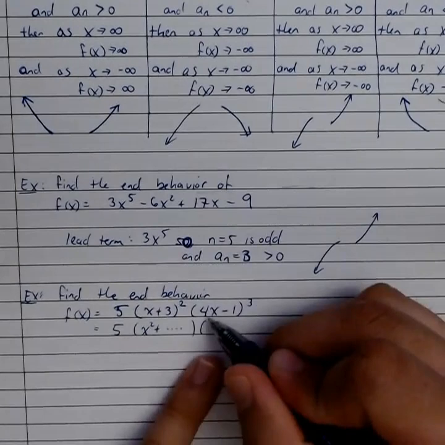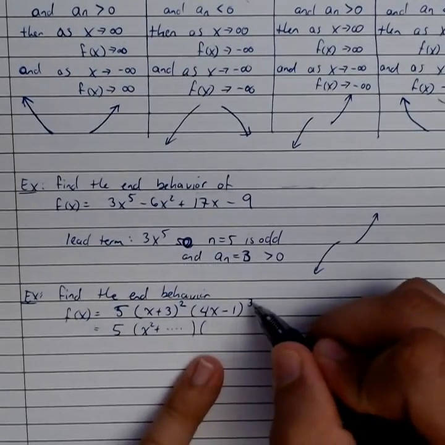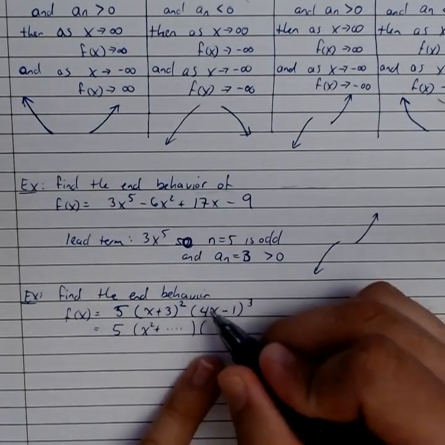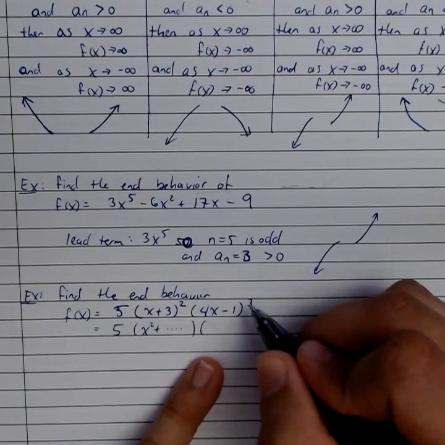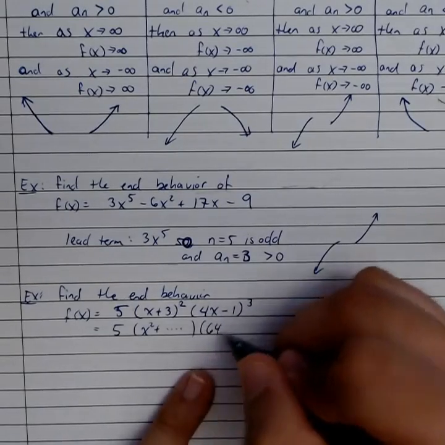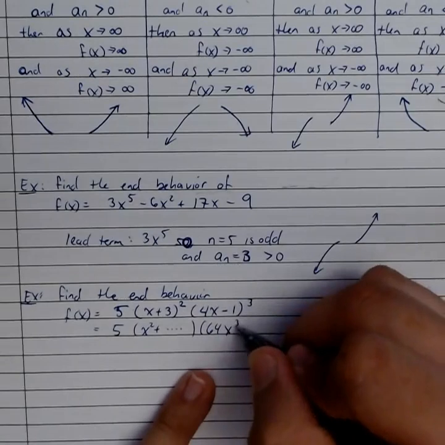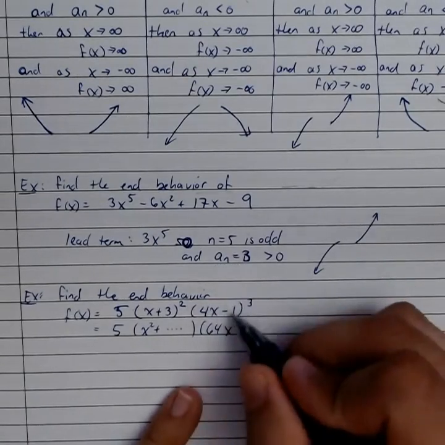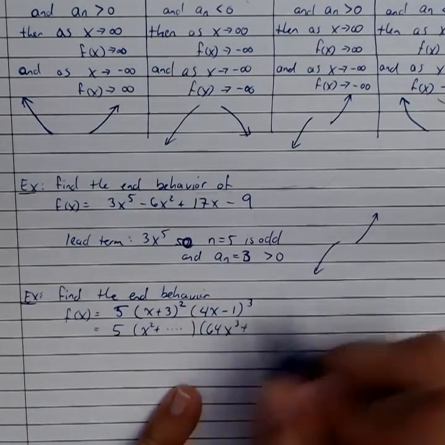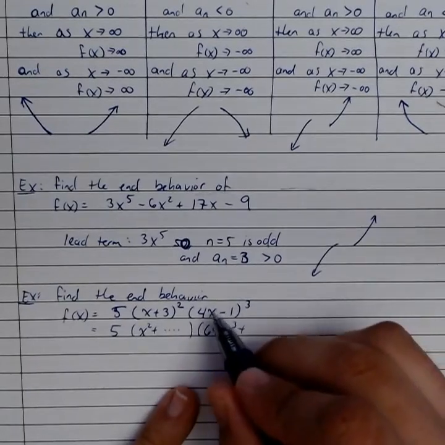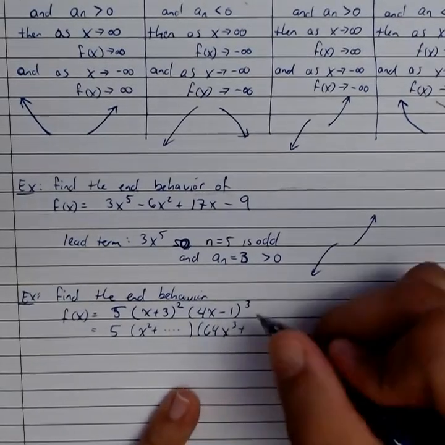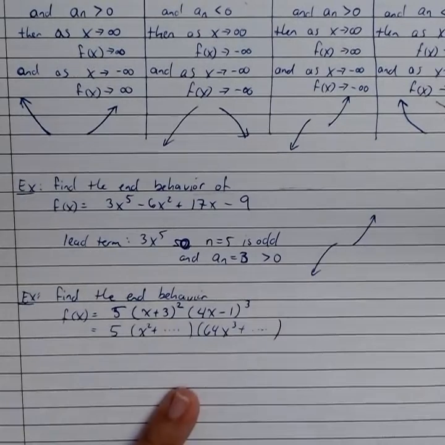Same thing with this one. 4x to the power 3. That's going to give me, well, let's see, 4 to the third power. That's going to be 64 x to the third power, plus, and now I should start distributing. Well, yeah, but all the rest of them aren't going to give me any terms that are that power. So all the other ones are ones I don't really care about.